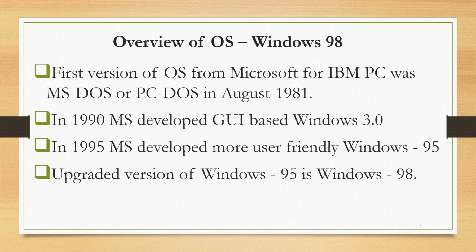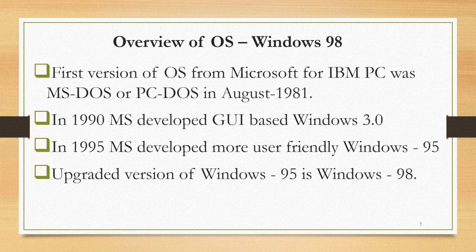Now we'll see the operating systems available in the market nowadays. What operating systems are available? The first operating system that came is MS-DOS in 1981. It was developed by Microsoft for the IBM PC. MS-DOS or PC-DOS, Microsoft DOS. DOS means disk operating system. PC-DOS or MS-DOS, they are developed by Microsoft.